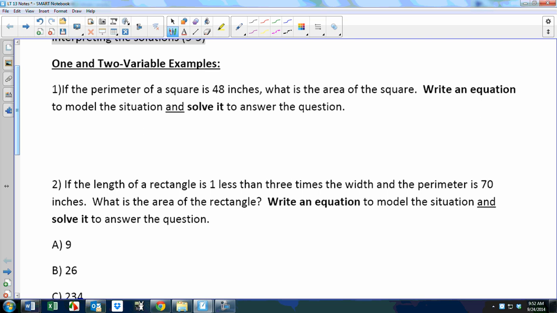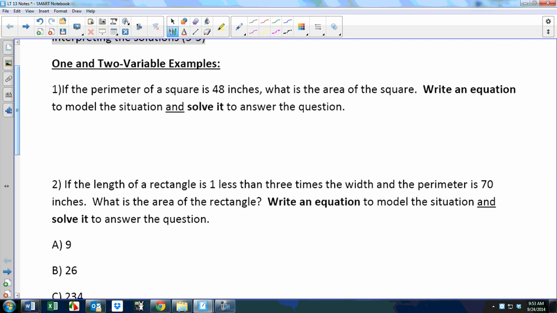Rule number 1, no picture, draw one. If there's no picture, draw one. Rule number 2, if the picture's not labeled, label it. There's a reason they didn't give you a picture, and there's a reason they didn't label the picture, because it's going to make the problem very easy.